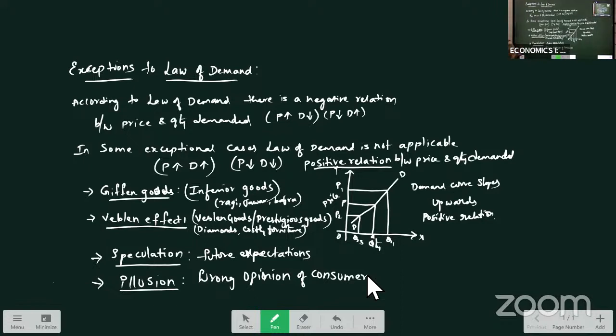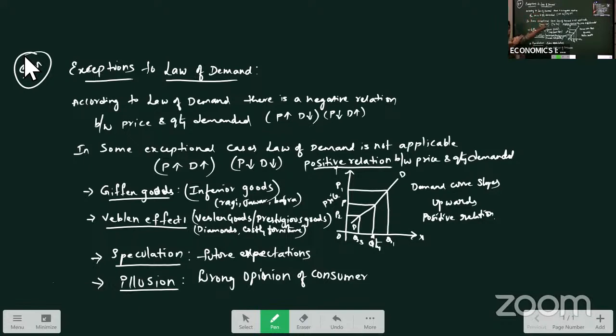So they do not buy low priced goods because they feel they are not of good quality. In that case also, our law of demand is not applicable. These are the exceptional cases where law of demand is not applicable. These exceptions to law of demand are a very, very important 5 marks question, very easy and simple. So what are the exceptions to law of demand?